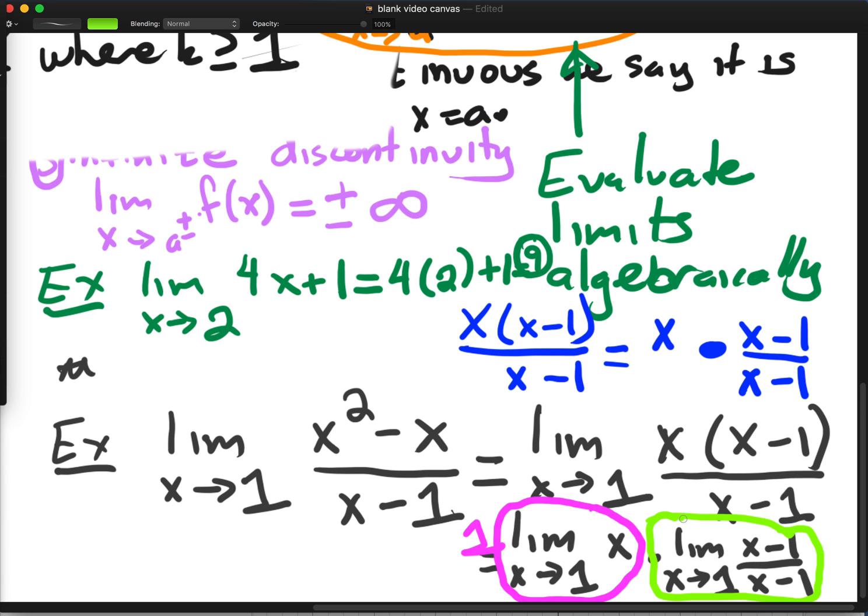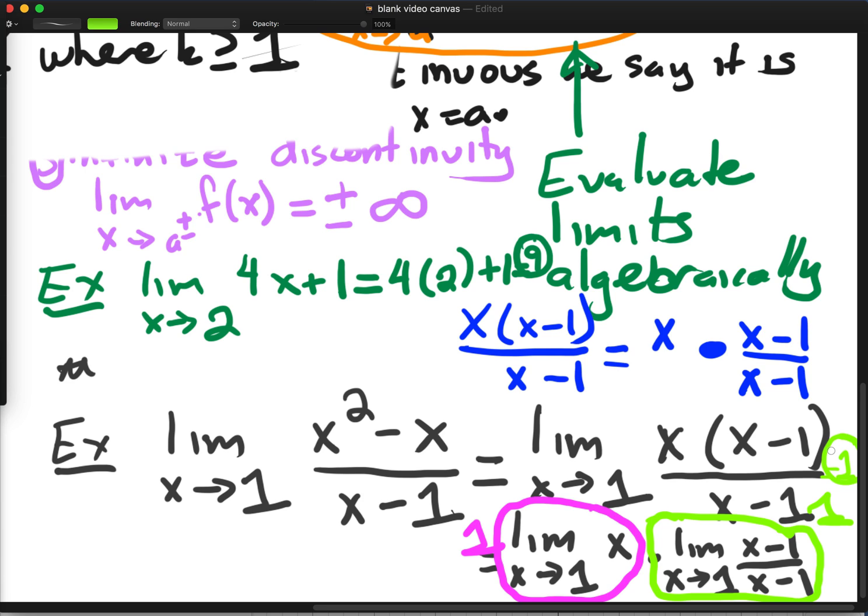When you divide a number by itself, what's the only issue you would have here? If you plugged in the number 1. Do you ever plug in the number 1? No. Does that make sense? So here, this is always equal to 1. So then, what's the limit? 1. Yeah, the limit equals 1. So that's kind of the overall strategy to evaluate algebraically.